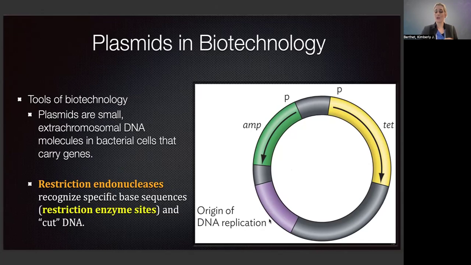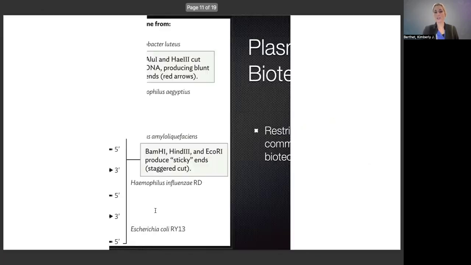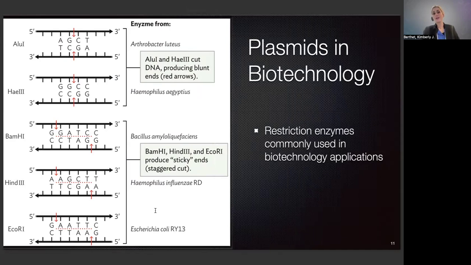And in purple, we see an origin of replication. That's going to be important because this is how this plasmid replicates itself within the cell. So what's unique about these as well is that they have cut sites on them, so they can be cut up within the cell. And these cut sites are where restriction enzymes can cut. Restriction enzymes are unique proteins that we find in bacterial cells that cut specific sequences of DNA. So it's sequence specific.